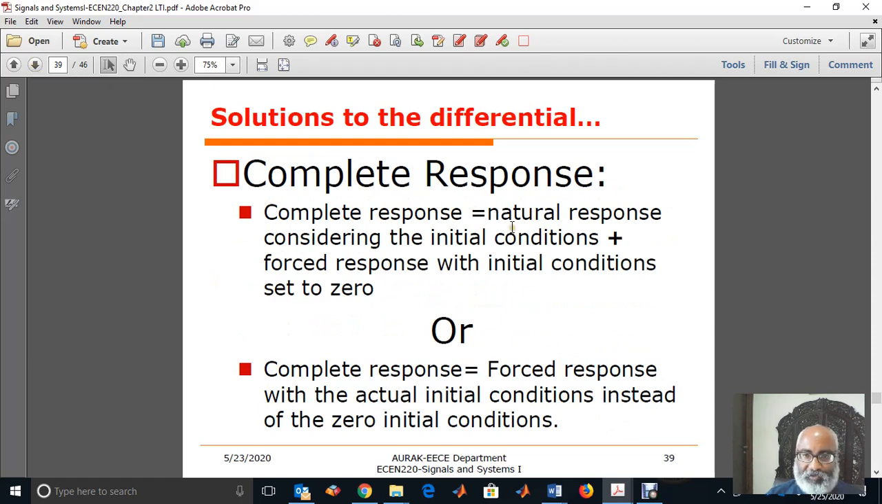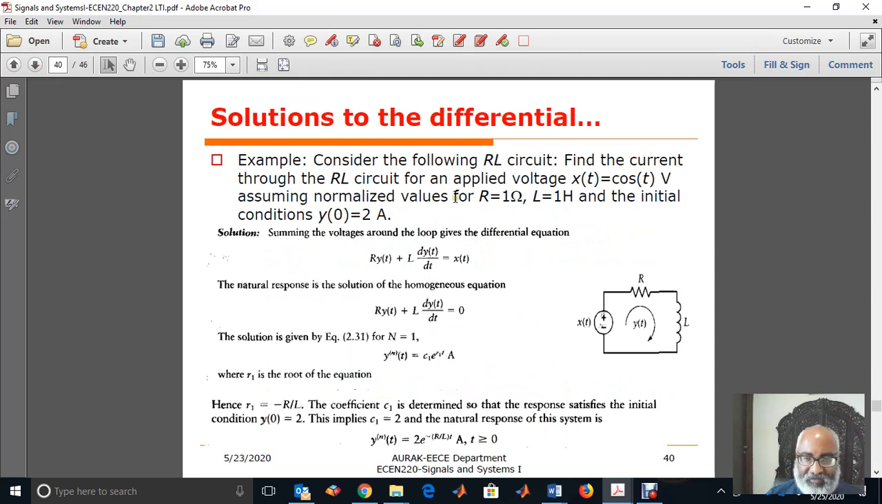So the complete response is equal to the natural response considering the initial conditions plus the forced response with initial conditions set to 0. Or the complete response is the forced response with actual initial conditions instead of the 0 initial conditions. So let's solve this using the second alternative. First, we calculate the natural response, and then the forced response.